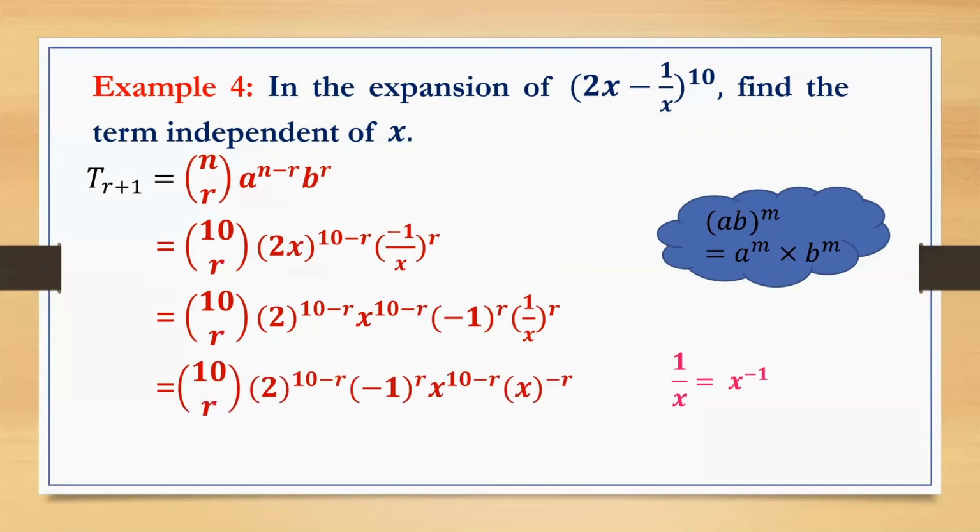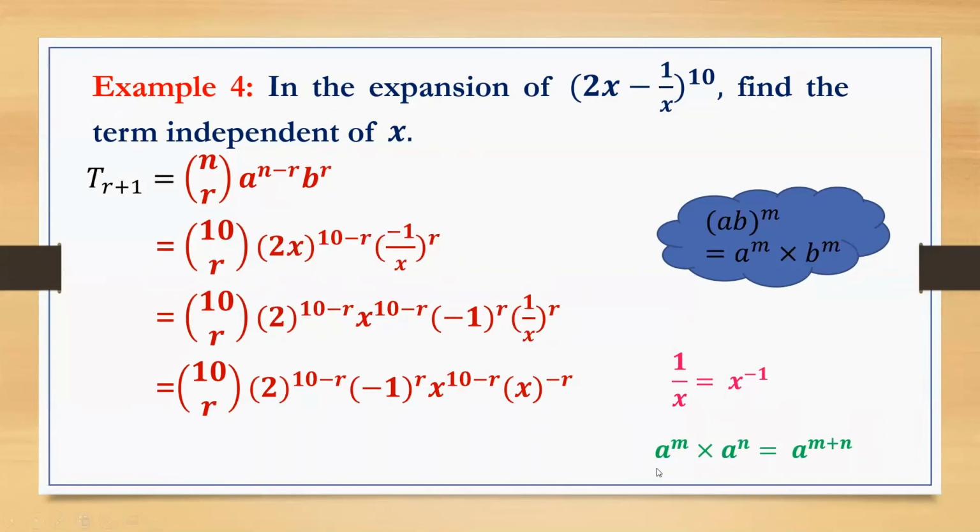So here I will get 10Cr, 2 to the power of 10 minus r, minus 1 to the power of r, x to the power of 10 minus r, and this has been written as x to the power of minus r, because 1 over x is equal to x to the power of negative 1 times r, which is negative r.